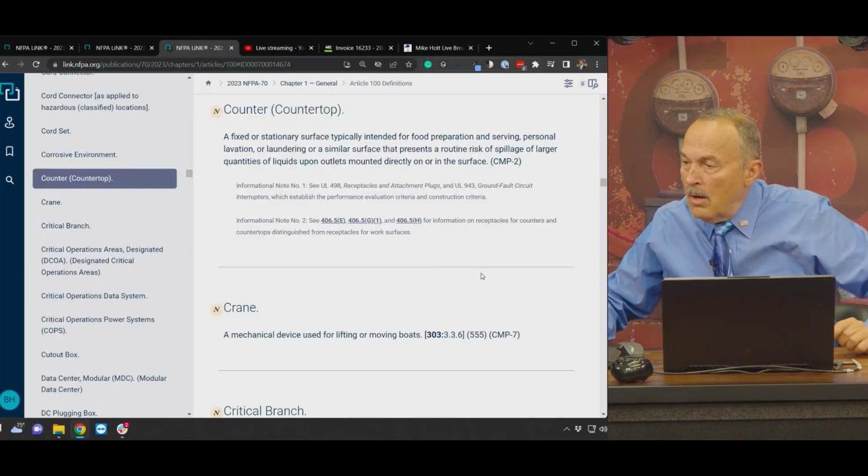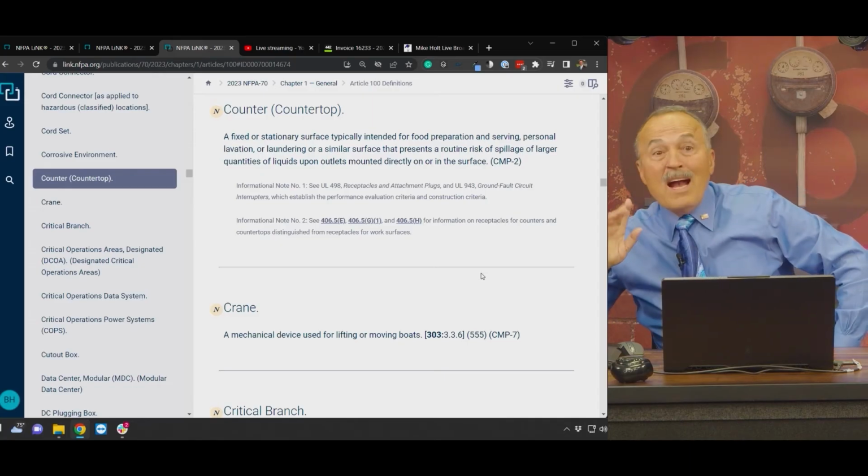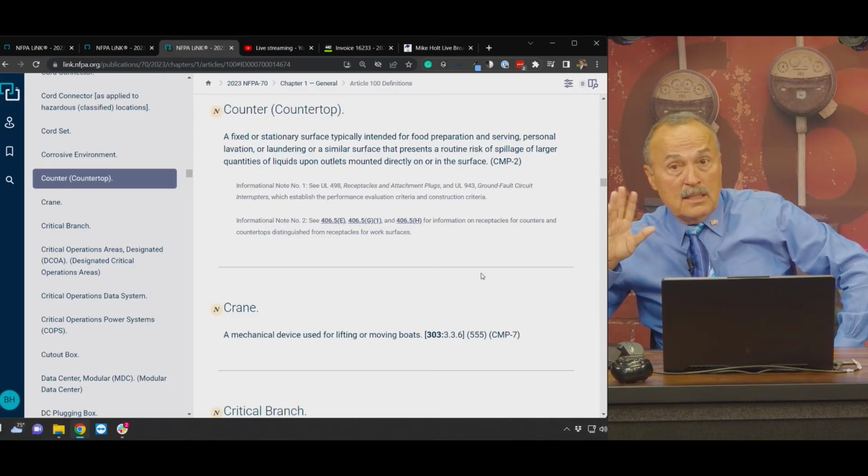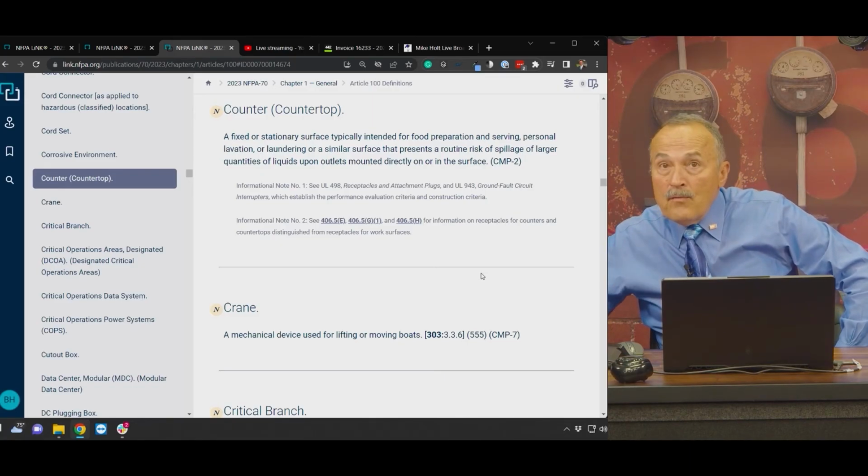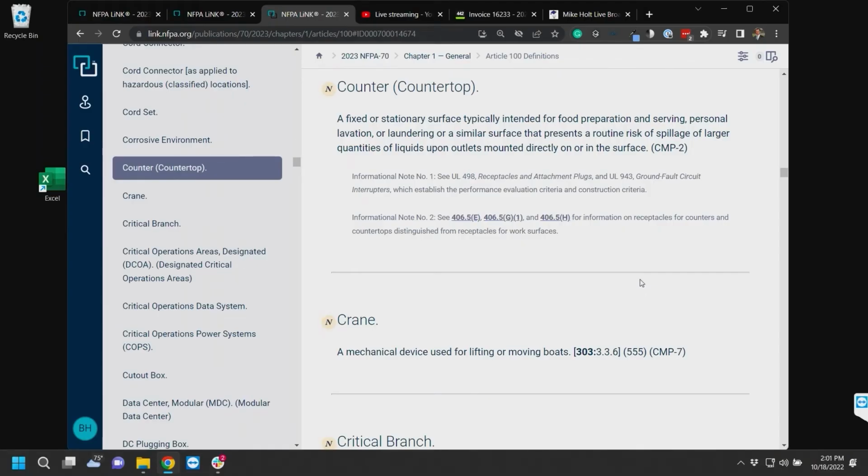Hold on. Countertop, Article 100 explains what it is. It talks about things where food prep is. It even talks about water. It talks about elevation, laundering. Hey, you got it there? Oh, yeah. Fine. Of course. Okay, here we go, fixed, right here. Watch this. Tell me if this makes any sense, because it didn't last time I read it. A fixed or stationary surface.